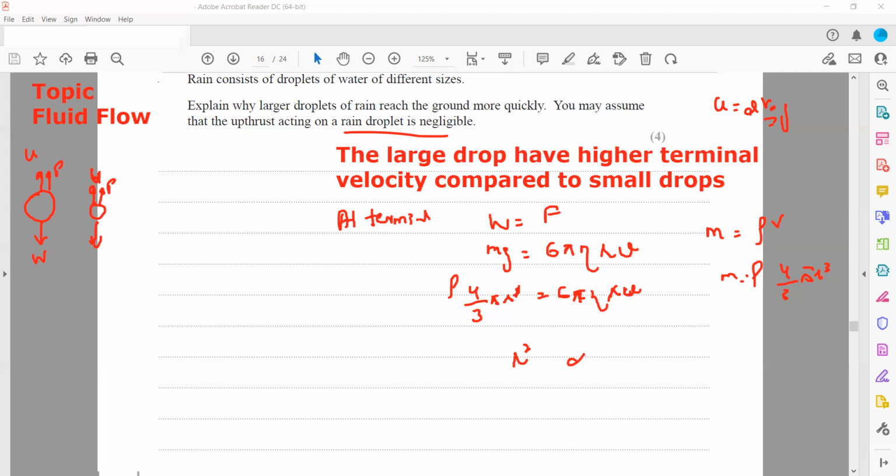So what is the relation between terminal velocity and the size? They are proportional with square. So if the size is double, then the terminal velocity will be 4 times. It will have a higher terminal velocity, and as a result it will move faster. When it moves faster, it will cover the same distance in a short time. And a large raindrop has to reach a higher velocity to reach the terminal velocity.